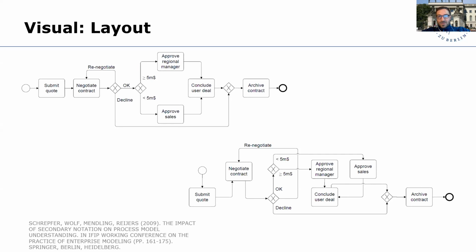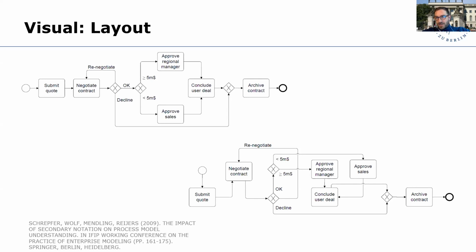So on the left-hand side top, you see how this model can be arranged nicely. And this is a little bit, let's say, an example to make the point. Clearly, people in practice would shy away from creating a model like the one on the right-hand side. But it's actually a little bit more tricky.